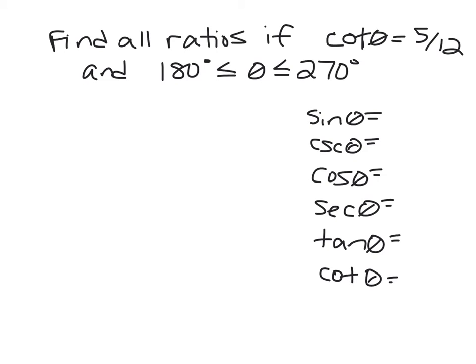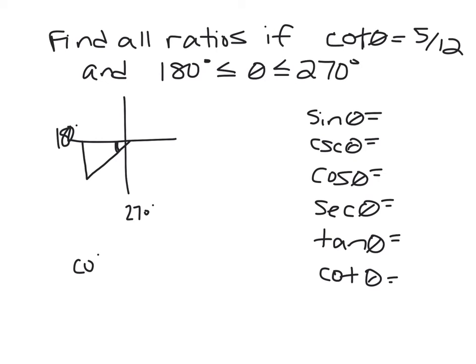Okay, now we're going to add 2 more things. Find all of the ratios: sine, cosecant, cosine, secant, tangent, and cotangent, if cotangent is 5 over 12, and theta is between 180 and 270. That means we're talking about quadrant 3, and there's the piece of my bow tie, and there's theta. So we're given that cotangent is 5 over 12.